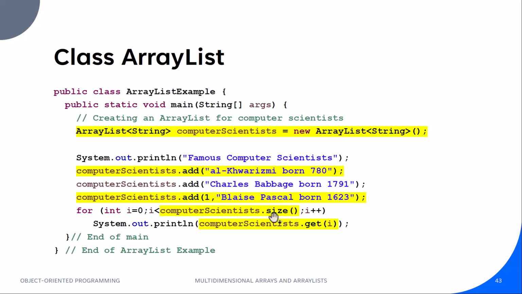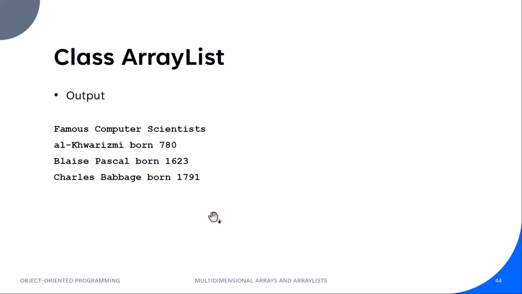Then using the size method, we are going to get the length of this array list, and then using the get method, we are going to access a particular element at an index. And here's the output, famous computer scientists. And as we can see, we were adding these computer scientists, and we were also able to add another computer scientist into a particular location, such as the first element in this array list. And this is 0, this is first, and this is the second.